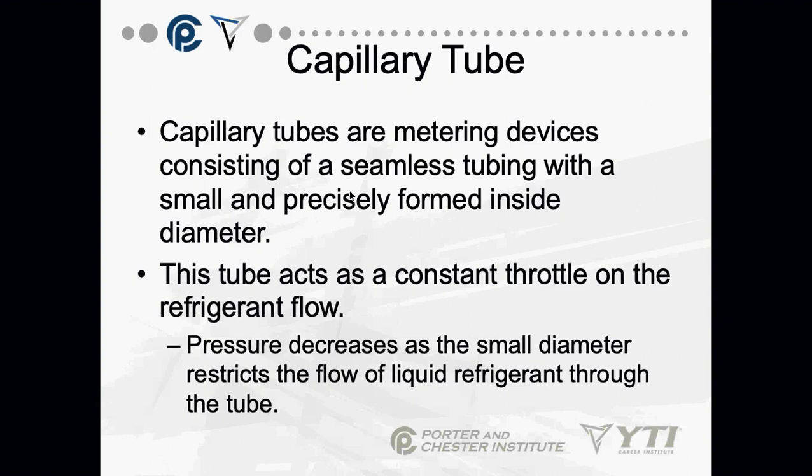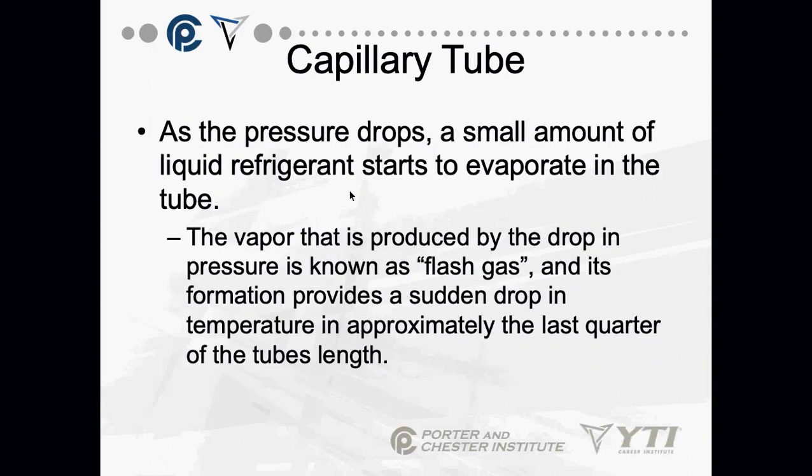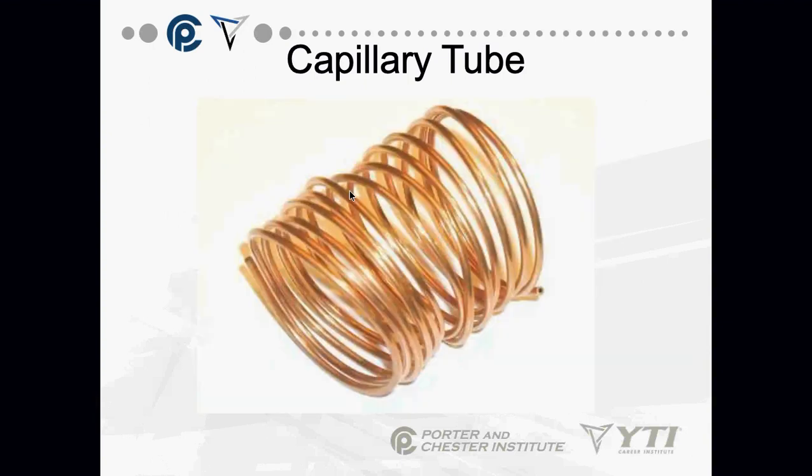Okay, it's like any pipe. You put a small pipe in after a large pipe, it's going to restrict the flow of whatever liquid down. Well, it drops pressure as it exits that small tube. As the pressure drops, a small amount of liquid refrigerant starts to evaporate in the tube. The vapor that is produced by the drop in pressure is known as flash gas, and its formation provides a sudden drop in temperature in approximately the last quarter of the cap tube's length. This is where we start boiling off our refrigerant in a cap tube system.